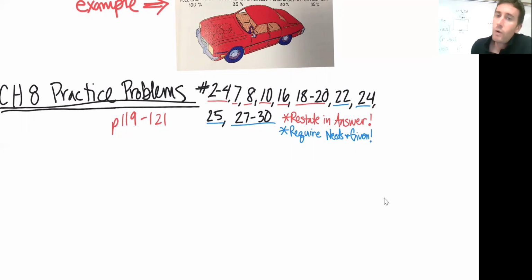And then for numbers 22, 24, 25, and 27 through 30, please write out the needs and givens and solve them like a word problem. All right, good luck. And I will post a key for Chapter 8 as soon as they are due, which I believe will be on Friday.